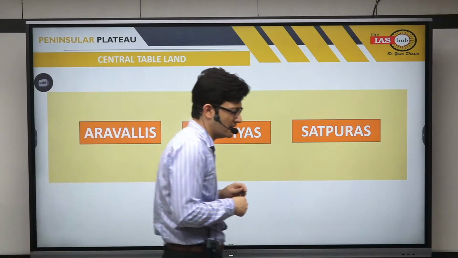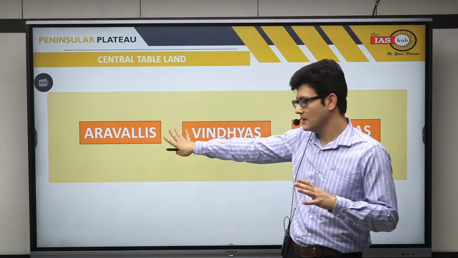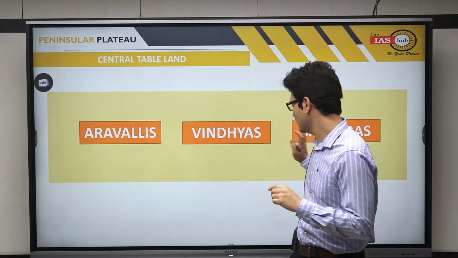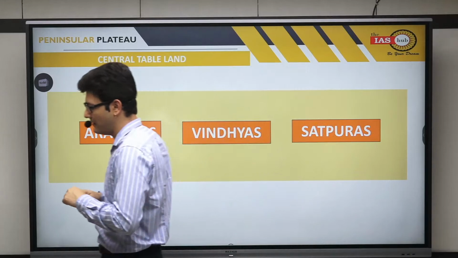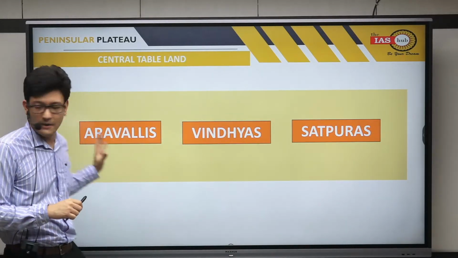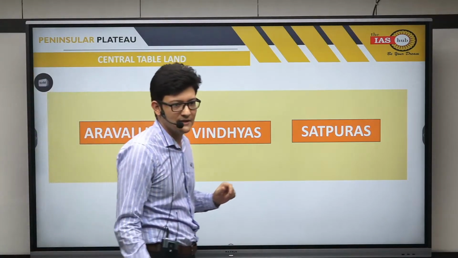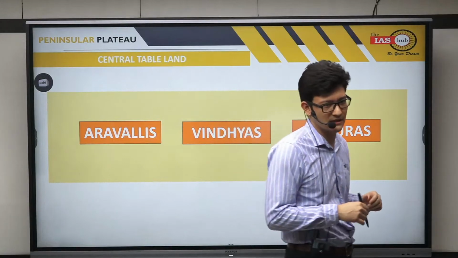As I've told you, in the central tableland we'll have three divisions: Aravallis, Vindhyas, and Satpura ranges. If somebody is online, can you tell me which states the Aravallis extend through, if you can find out?